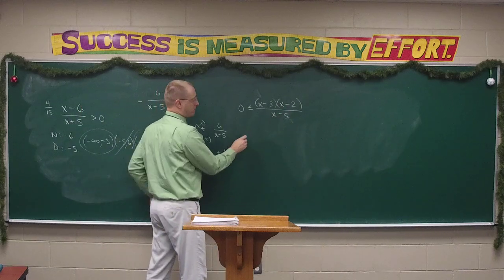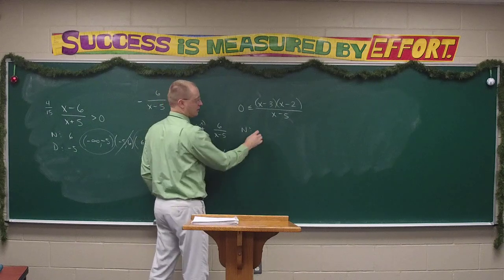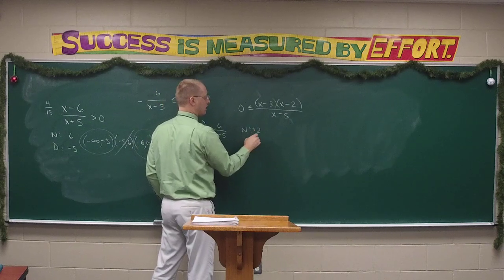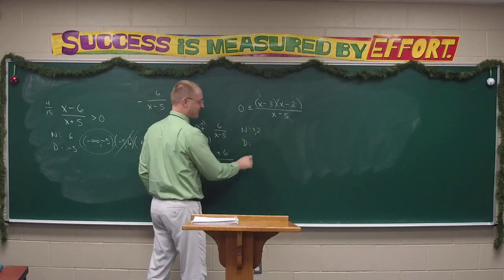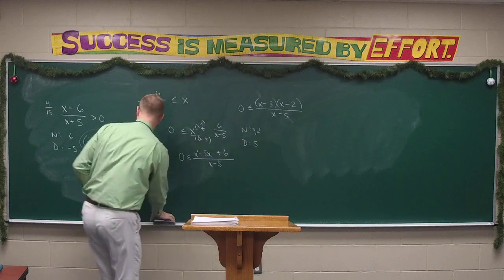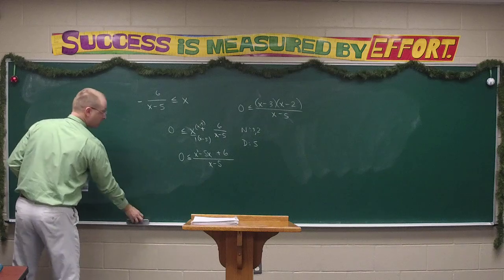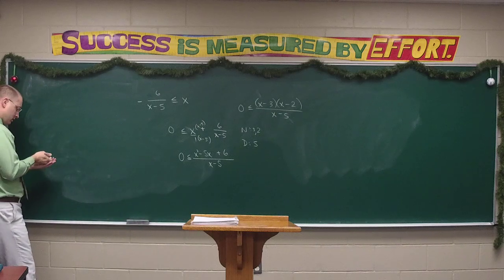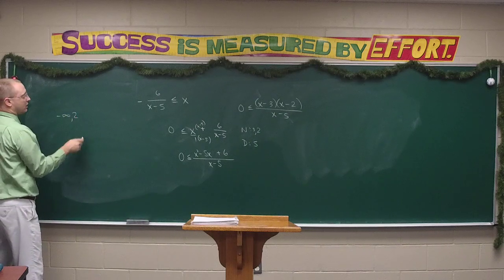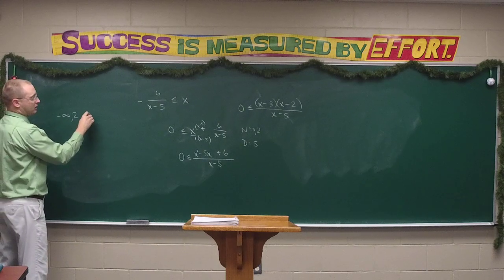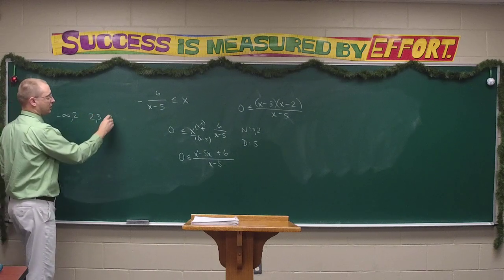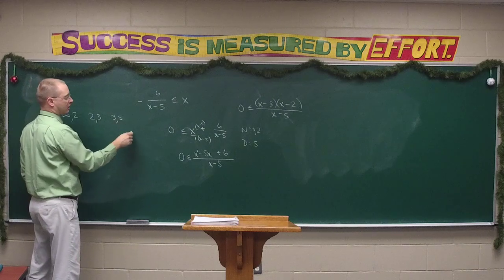And so 3 separator points: for the numerator, 3 and 2, and for the denominator, 5. All right, so what are my 4 ranges, Kendall, formed by these 3 separator points? Negative infinity to 2, then 2 to 3, then 3 to 5, and 5 to infinity.